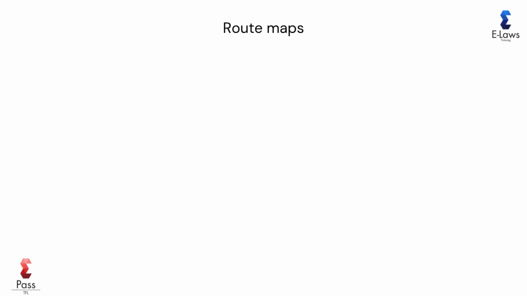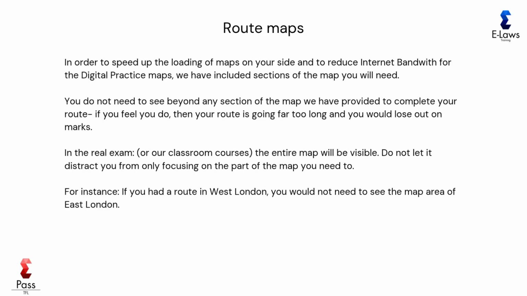To optimize map loading and reduce bandwidth, only essential map sections are provided for your route practice. You only need to focus on these sections of the map for each of the routes. For instance, if you had a route in West London, you would not need to see the map area of East London. When you complete your TFL assessment, or in our classroom courses, the full map is visible.